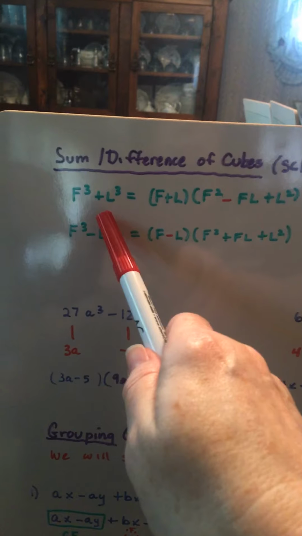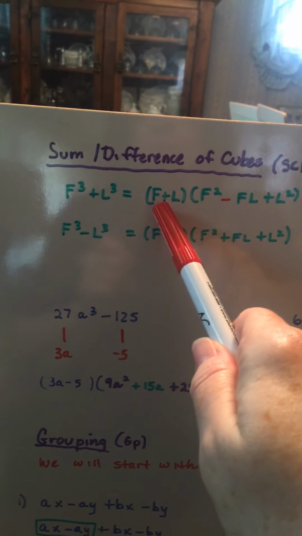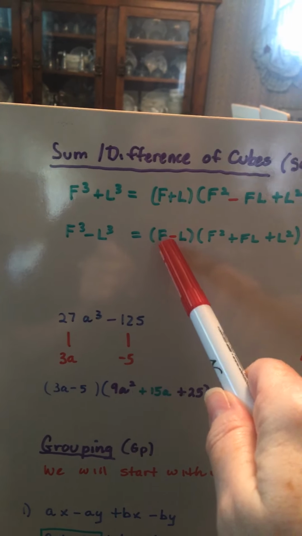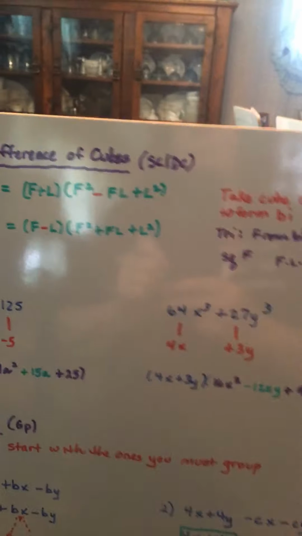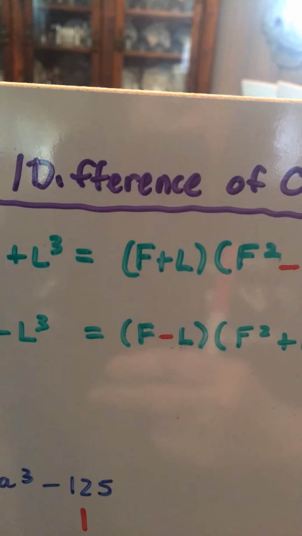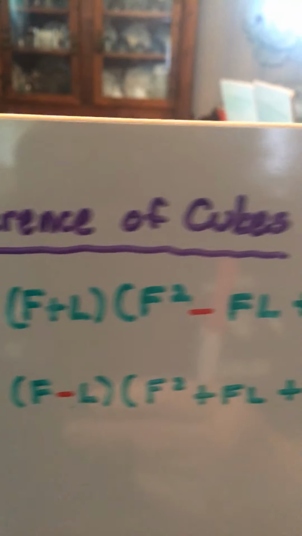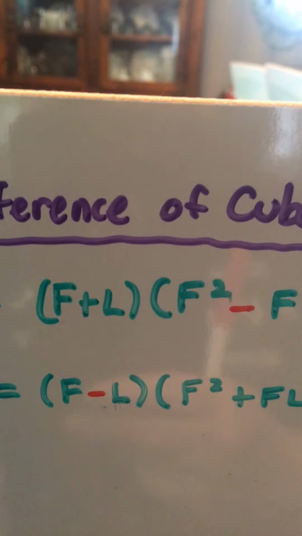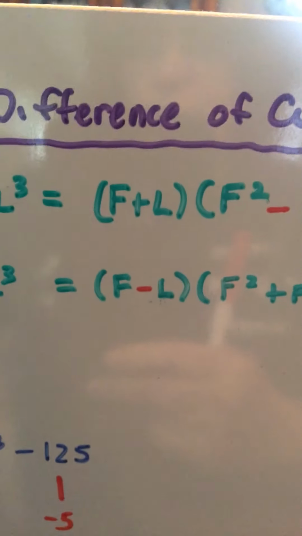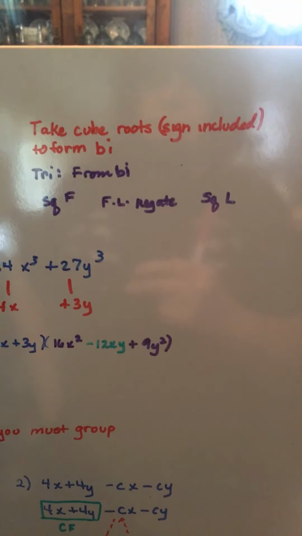Here's the beauty. Sum of cubes, everything's a plus. This middle's a plus. Both binomials are pluses, but the trinomial has a minus in the middle. Difference of cubes: binomial minus, trinomial plus in the middle. Because the rule says take the cube roots, including the sign, to form the binomial. Then to get the trinomial, square the first, square the last, first times last, not times 2, but negate. Square the first. When you square a negative L, you get a positive L squared. First times last, negate. So, again, when you take the cube roots, include the sign to form the binomial.